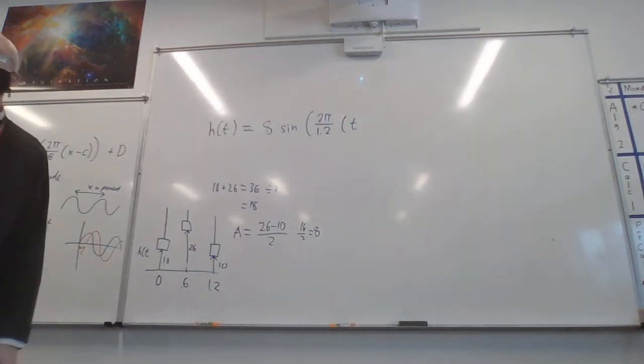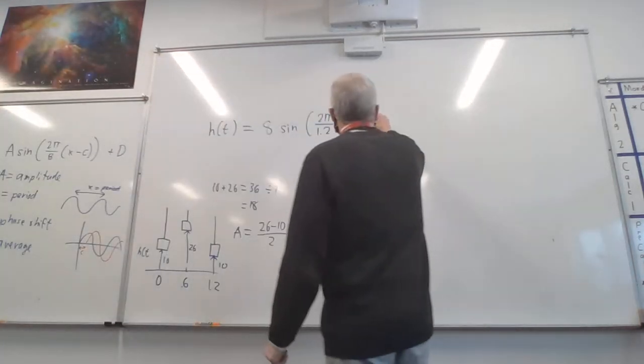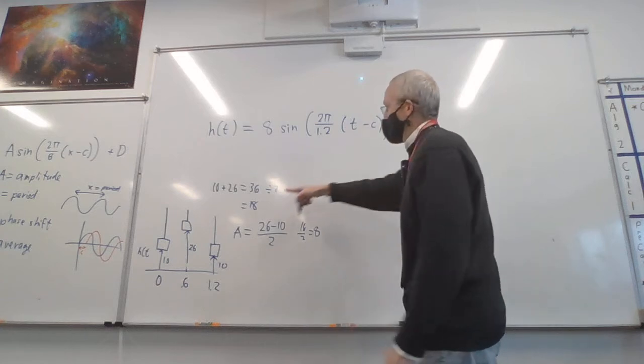Now the phase shift is the tricky one. Let's not worry about the phase shift yet. I'll call it C here. And we do know the average. The average we figured out was 18.